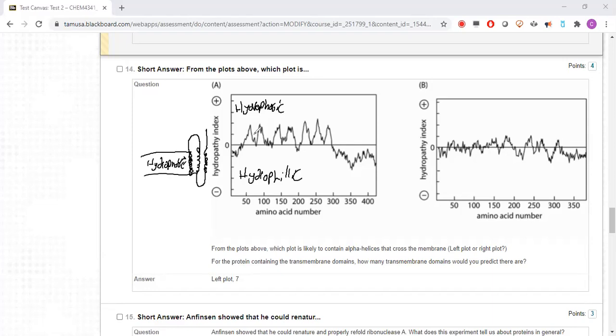And so that's why it's the left plot, where you would have 1, 2, 3, 4, 5, 6, 7 different helices. So each one of these is an alpha helix, right? And we can tell it's going through the membrane because it's very hydrophobic. So that's just the problem I wanted to cover because just about everybody got that wrong. Other than that, there was no problem that the majority of people got wrong.